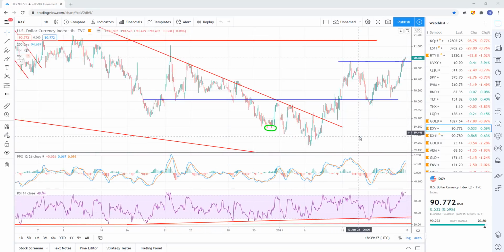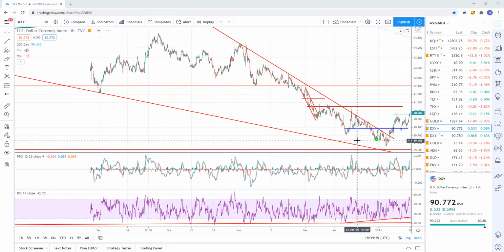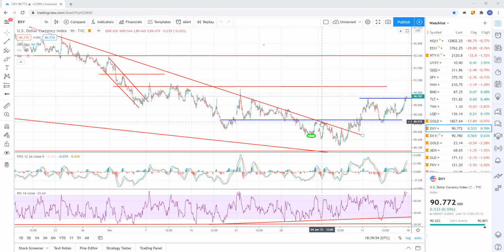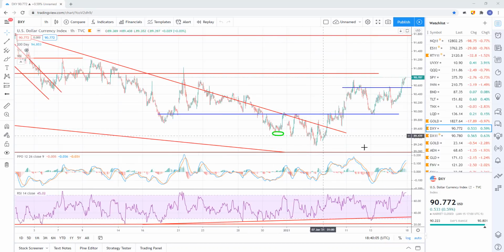We're going to start out here today with the DXY, which is the dollar index. So again, I pointed out that I think a lot of the market rally in 2020 and the beginning of 2021 has been based on dollar weakness. We can argue that if we get dollar strength, we should see stock market weakness. And we are starting to see some dollar strength. So here's the pattern that we got.